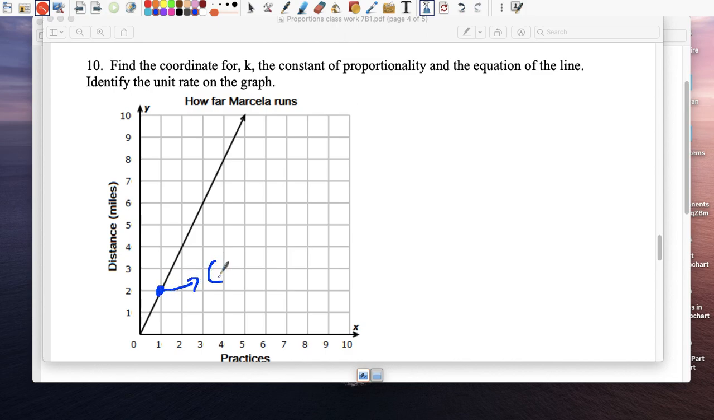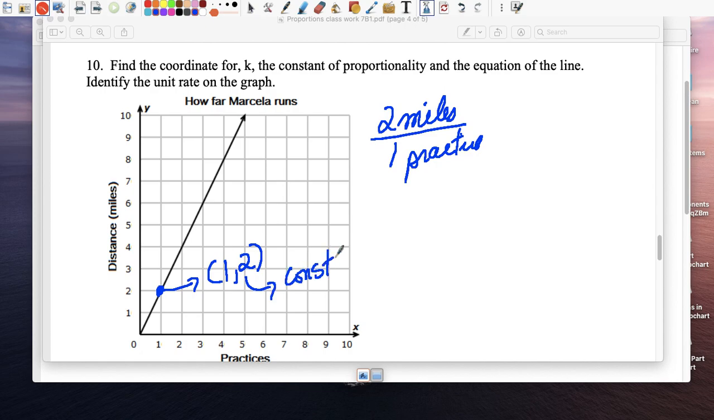So when one practice, right, x represents the number of practices. In one practice, the distance is 2 miles. So if you write it as a fraction, you can write that 2 miles as a unit rate for every one practice. Okay. Can you find the constant of proportionality? Well, if you know the unit rate, this guy is also known as your constant of proportionality.